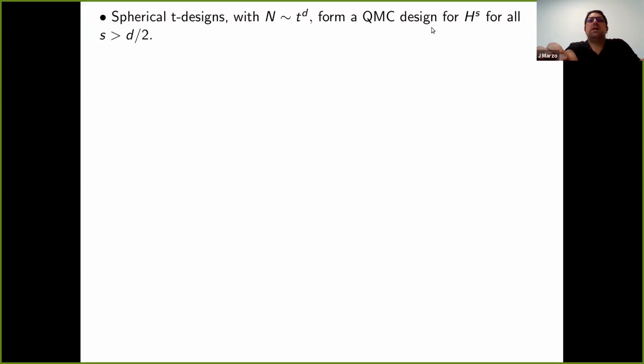The first is that, using some previous results, I think again from Brauchart and Hesse, at least in the setting of the sphere, and using the result by Bondarenko, Radchenko, and Viazovska about optimal spherical designs, one can deduce that spherical t-designs form a QMC design for all H^s, for all s. So these have infinite strength.